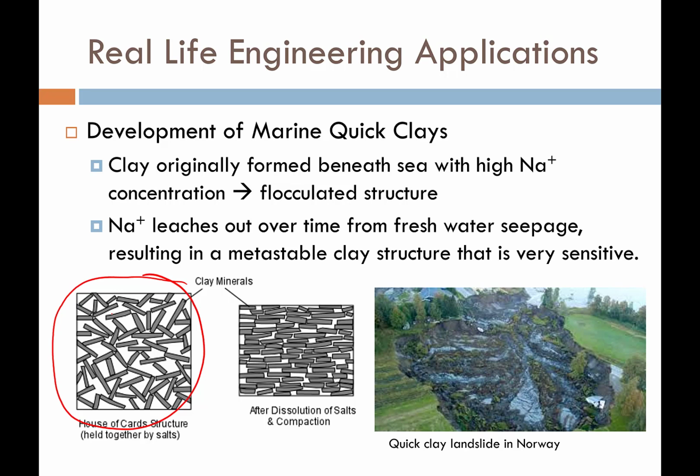aren't there anymore. So all it takes is a little jiggle, and that flocculated structure can collapse into an instantaneous dispersed structure. And that can result in massive and rapid loss of shear strength, and you can get some pretty freaky landslides and things like that. So this is an example, for instance, of what happened in the Rissa landslide in Norway, I believe.